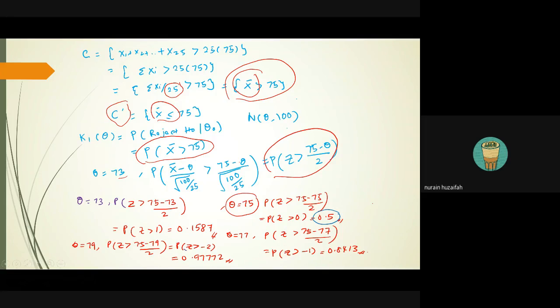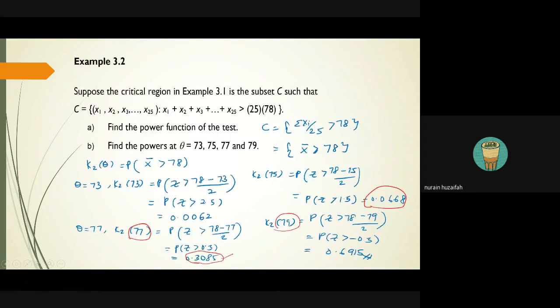In this case, theta equals 73 gives 0.1587, theta equals 75 gives 0.5, theta equals 77 gives 0.84, and the last one, theta equals 79, is almost 0.97. Then we proceed to example 3.2, but with a different parameter: we use theta equals 78. With the same approach, you repeat for theta equals 73, 75, 77, 79.